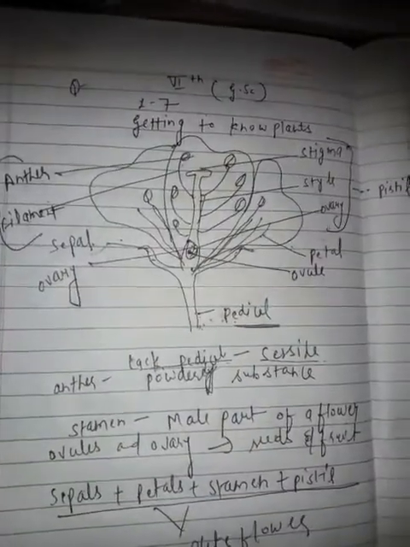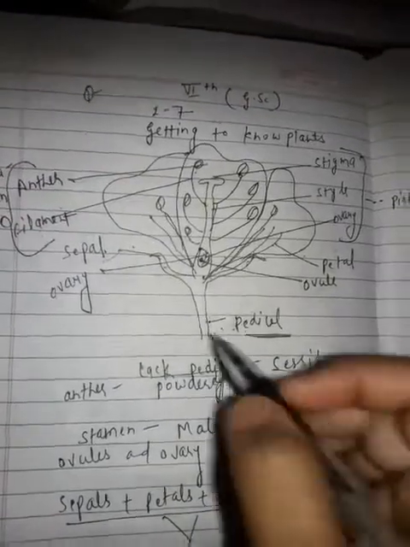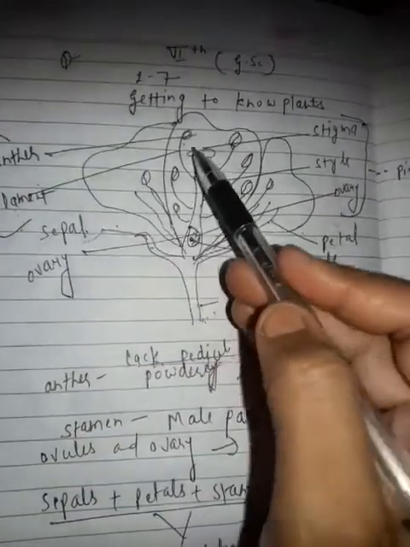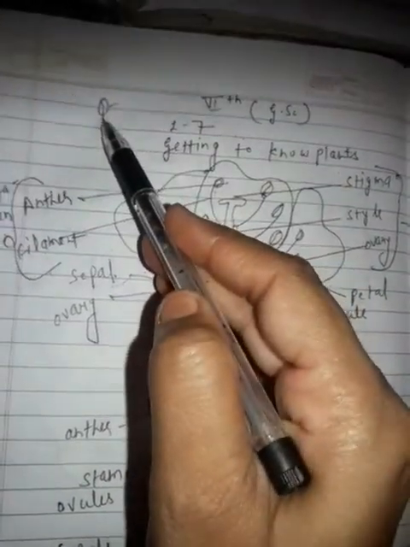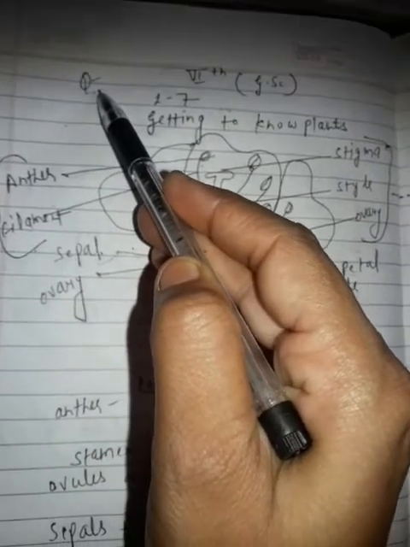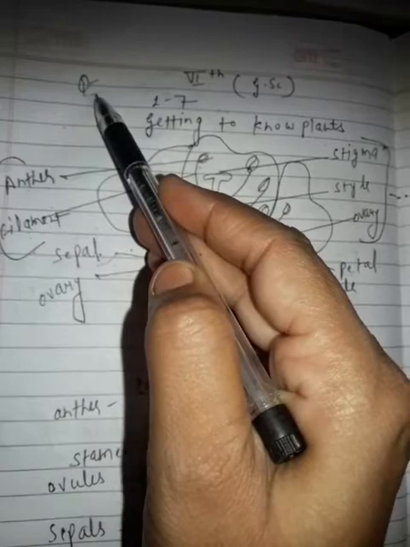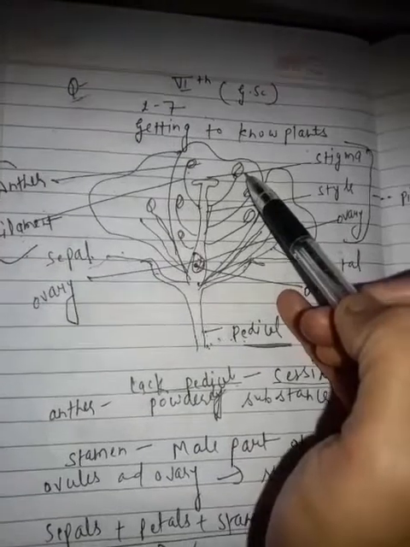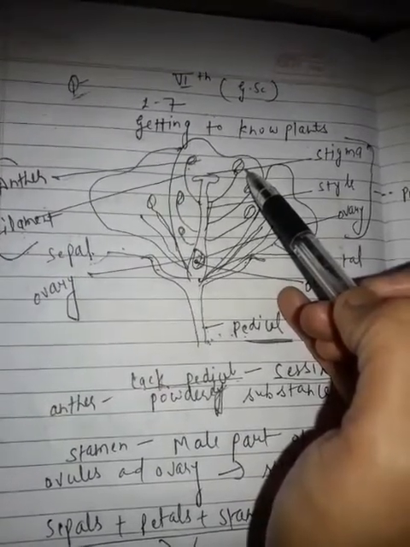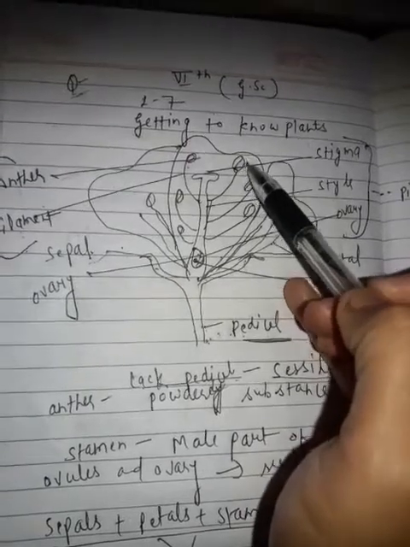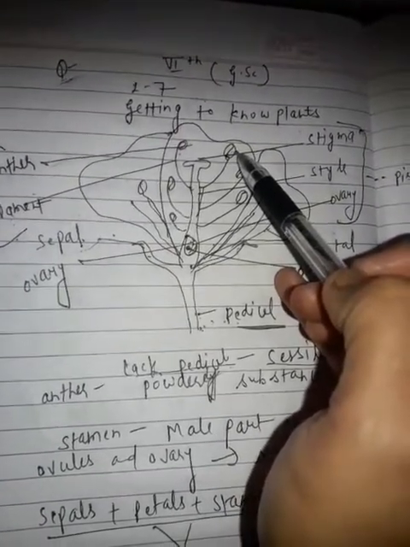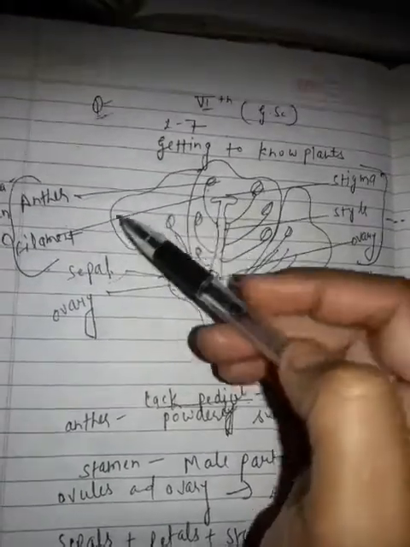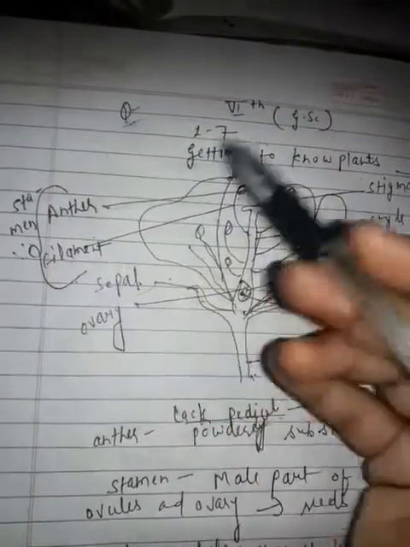The anther is a lobed structure present on the tip of the filament, and the anther produces a powdery substance called the pollen grains. The stamens represent the male part of a flower.